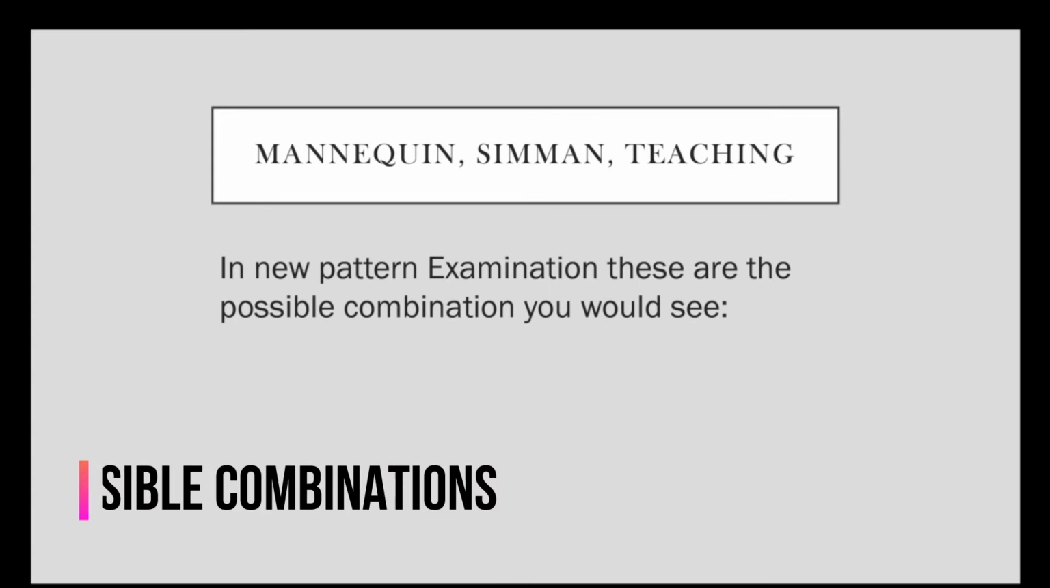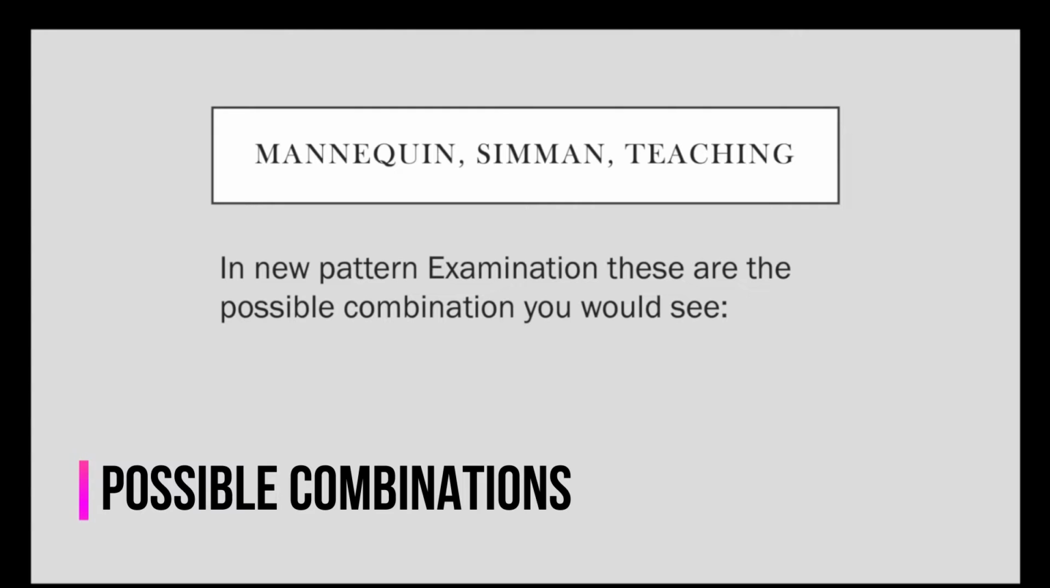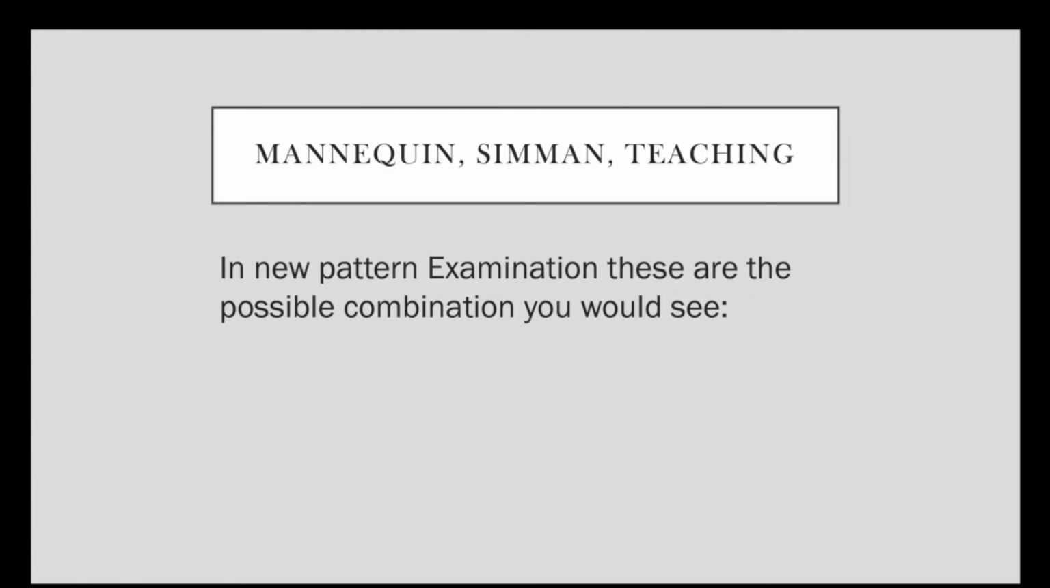Now, when we're talking about a mannequin, Simman and teaching stations, remember that these days the total number of stations is 16 and the rest stations are 2. That means in 16 stations we have to perform, and in 2 stations we have to rest and calm ourselves so that we can perform the other stations just as well.